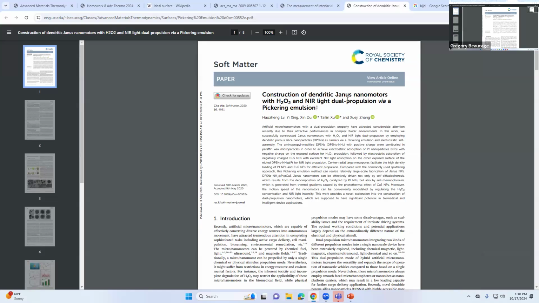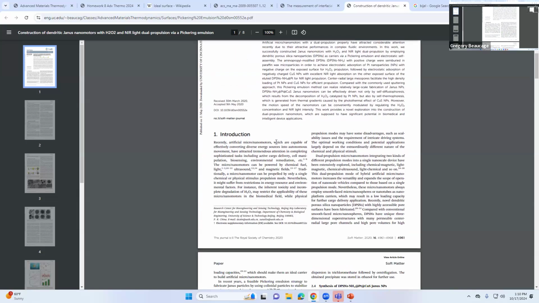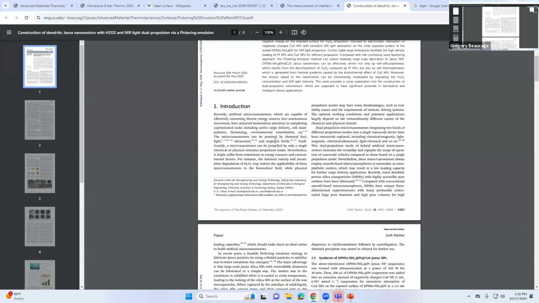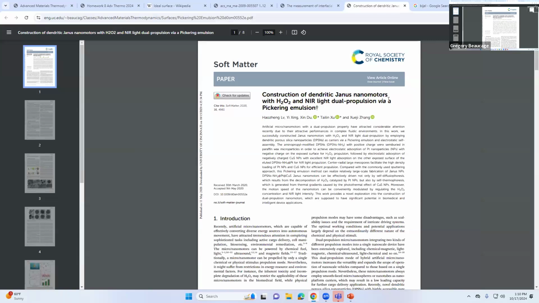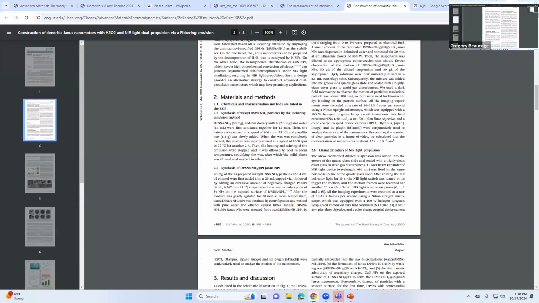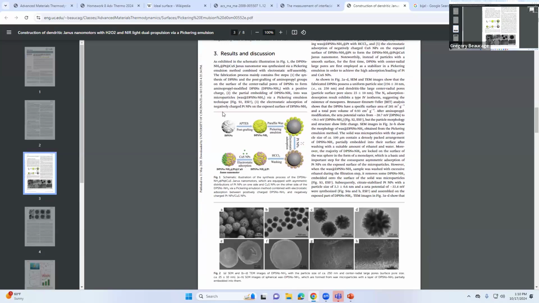It talks about Pickering emulsions, because Pickering emulsions have been around since the 1800s, right? So it's not a new thing, but this is Janus particles. So Janus particle means like half of it. Janus was the Greek god that had two faces, like a face in the front and a face in the back. So basically, if you make nanoparticles that have different faces, and mostly what this is used for is self-propulsion.